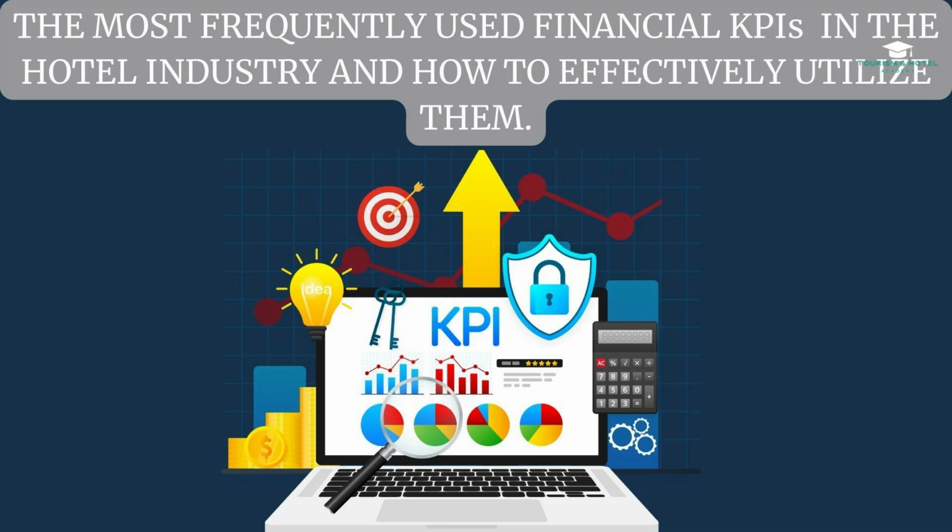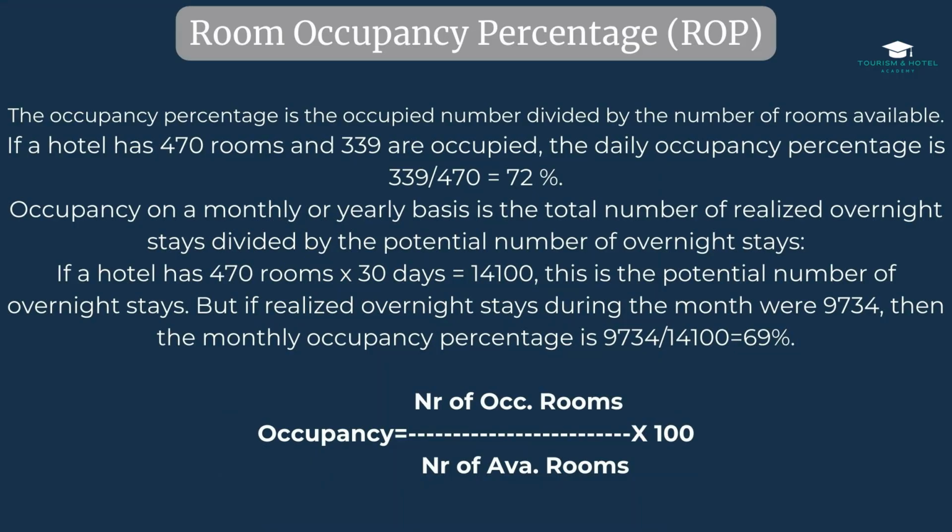What are the most used financial KPIs in the hotel industry and how to use them? Room occupancy percentage, or ROP. The occupancy percentage is the occupied number divided by the number of rooms available.